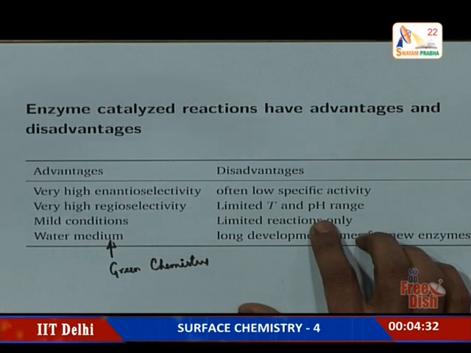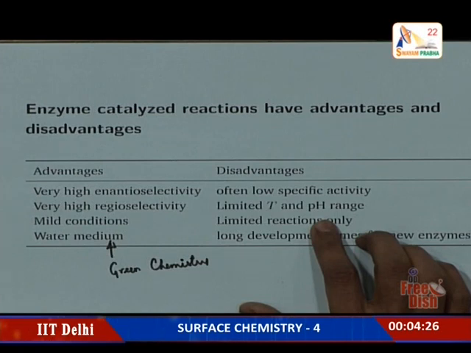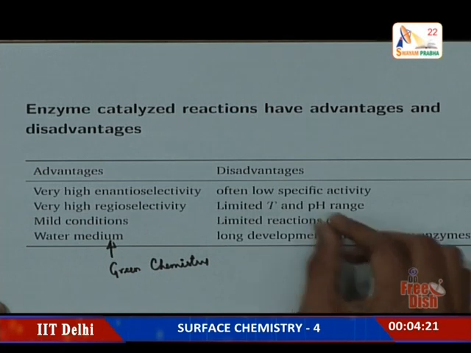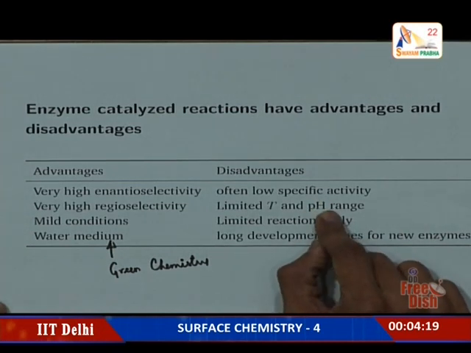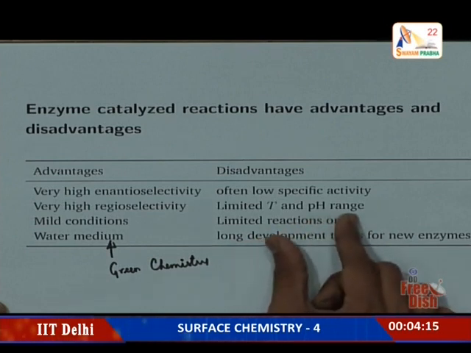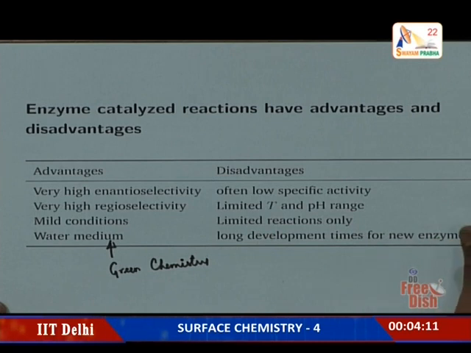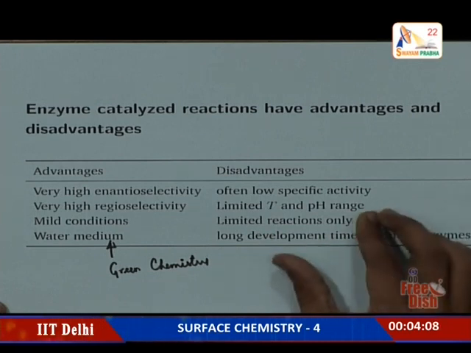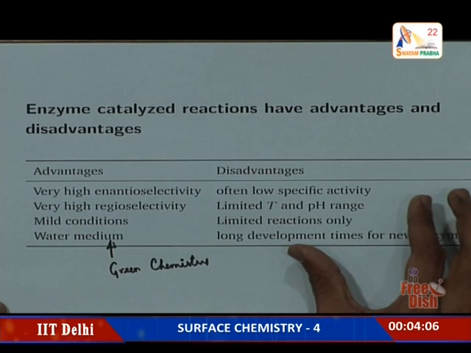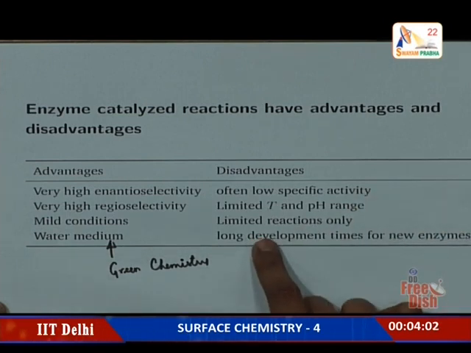Similarly, the amino acids contain groups which have either basic or acidic side groups, and they have a specific range of pH over which they act. So, this limited temperature and pH range of activity, when you go into an industrial setting, becomes a disadvantage, although normally it is an advantage.